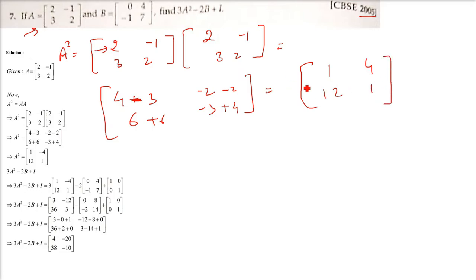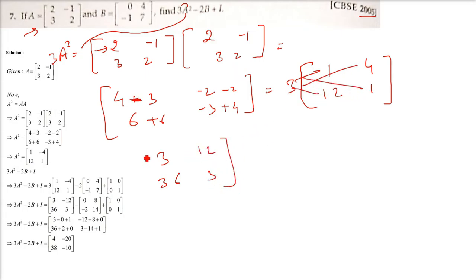Now multiply this with 3. A square multiplied with 3. 3 ones are 3, 3 12s are 36, 3 negative 4s are negative 12, and 3 1s are 3. So this is the result. And then we just multiply B by 2, scalar multiplication: 0, 8, negative 2 and 14. Okay, then plus I.